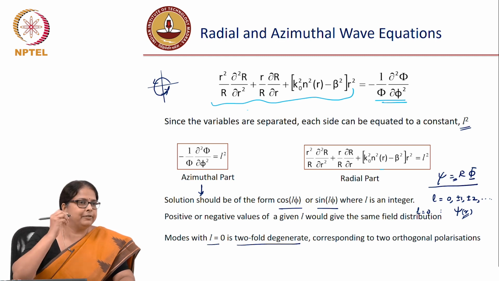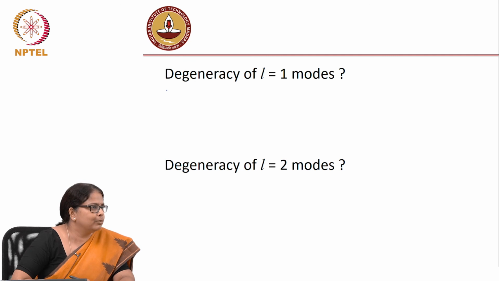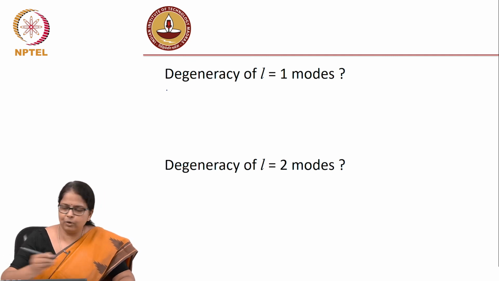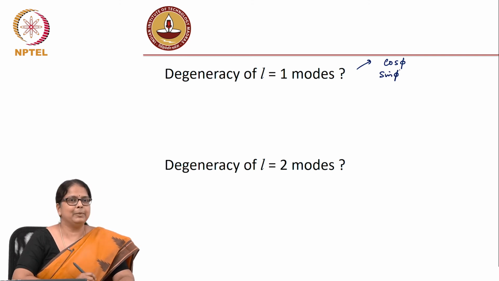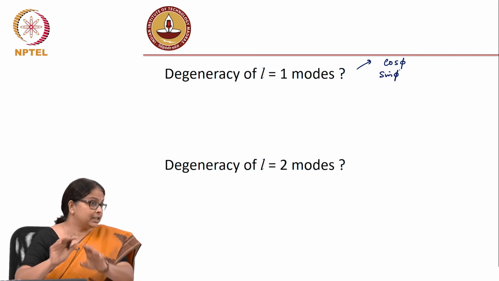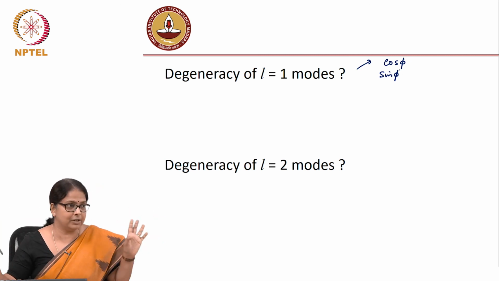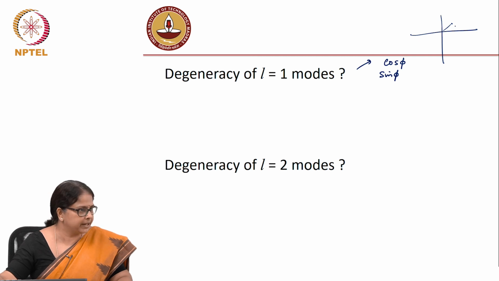What happens? Let us see if we understand this. What is the degeneracy of the L equal to 1 mode? For L equal to 1, I will have either cos phi or sin phi. We are talking about the angular dependence of the solution irrespective of what my radial coordinate is. We have still not solved the radial part. So I will take a radius, and the radial part will tell me some strength. I do not know that yet, but I know the angular part.